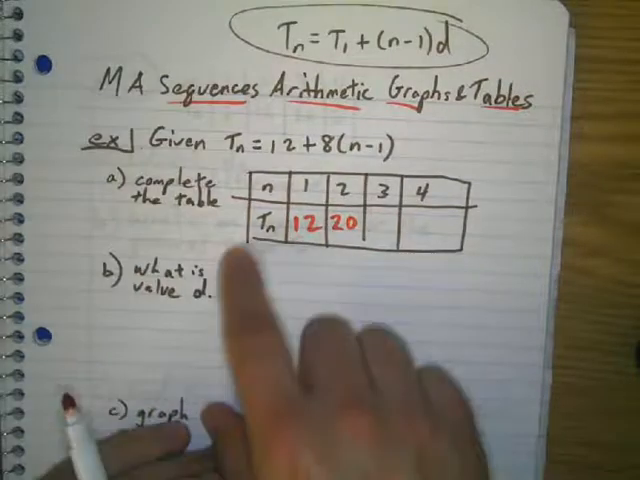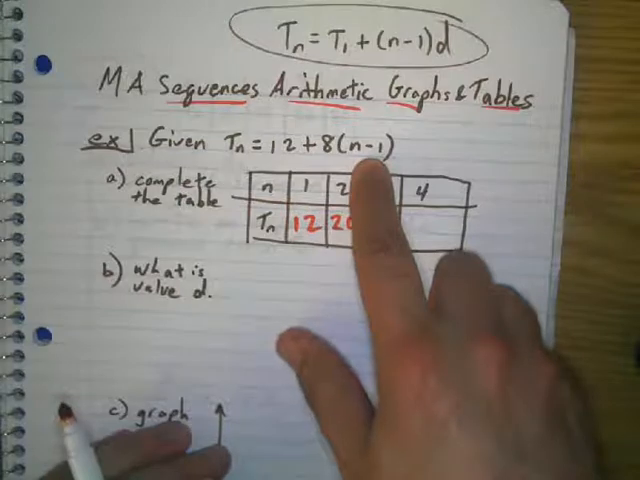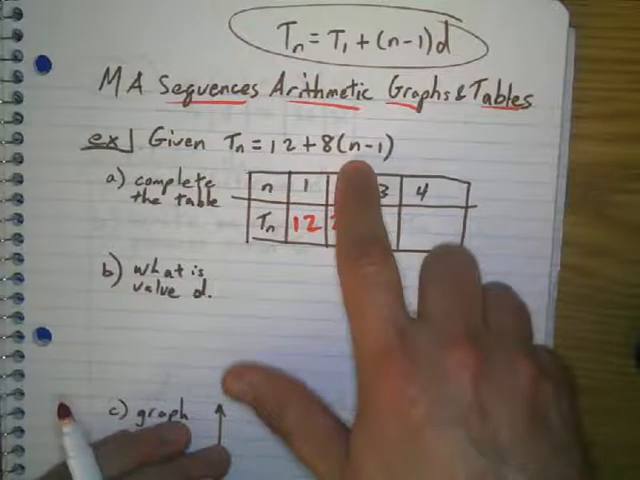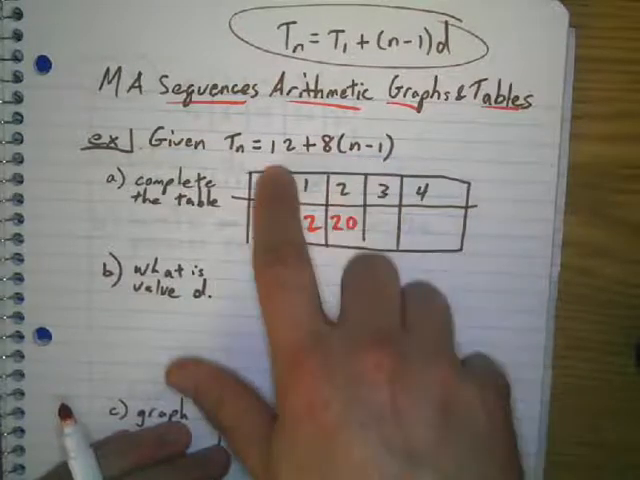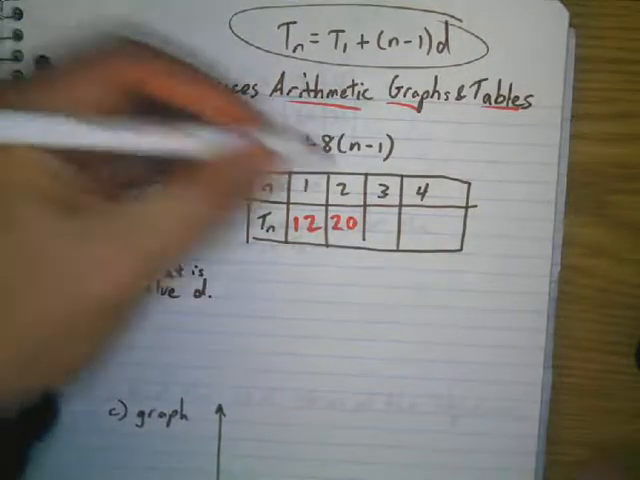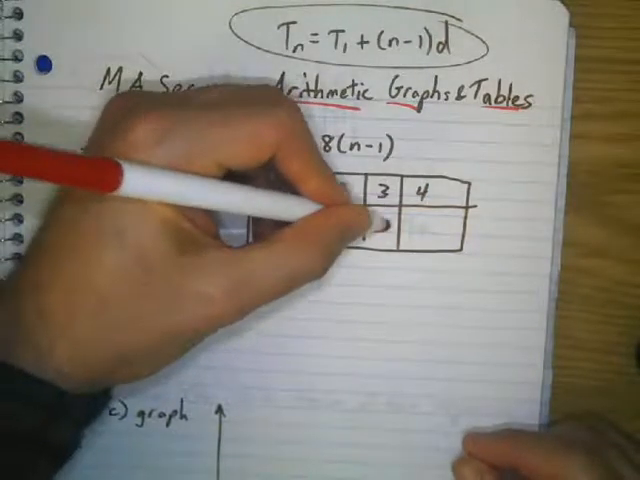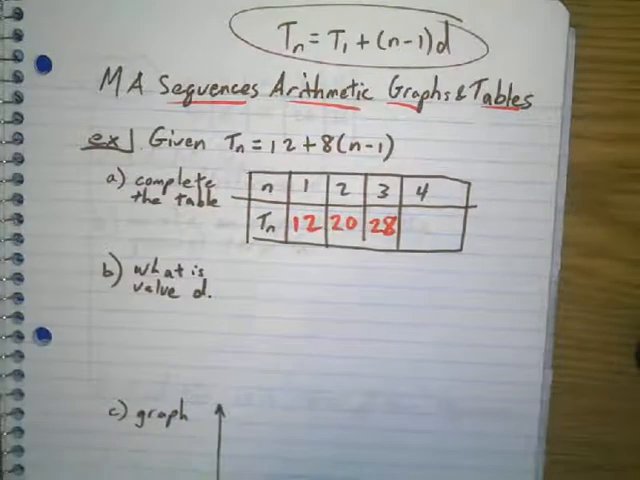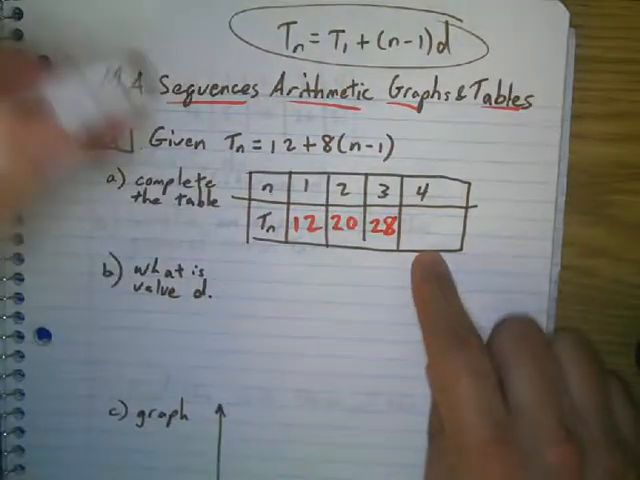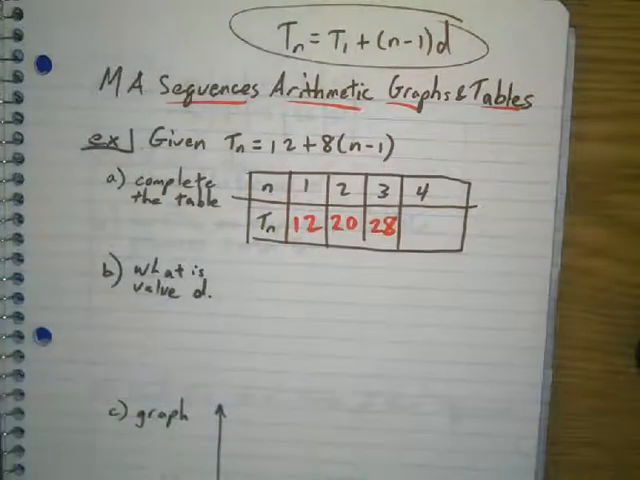Now if n is 3, we end up with 3 minus 1, which is 2, and 2 times 8 is 16, and 16 plus 12 is 28. Okay, and then the next one, same process. 3 times 8 gives me 24, and 24 plus 12 is 36.